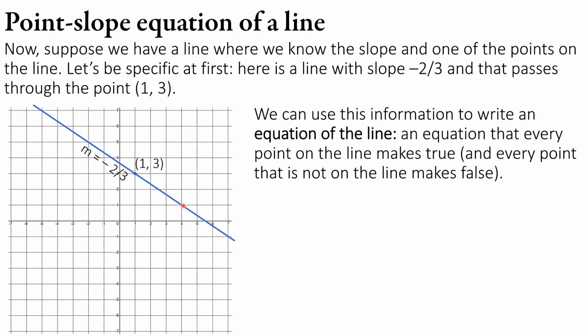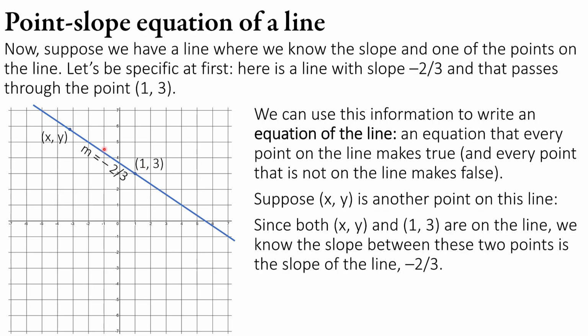We can use this to write an equation of the line. We're going to come up with an equation where every point on the line satisfies the equation, and every point that's not on the line doesn't satisfy the equation. Points on the line make the equation true, points not on the line make the equation false. Suppose (x, y) is another point on this line. Say right there. It could be anywhere on the line.